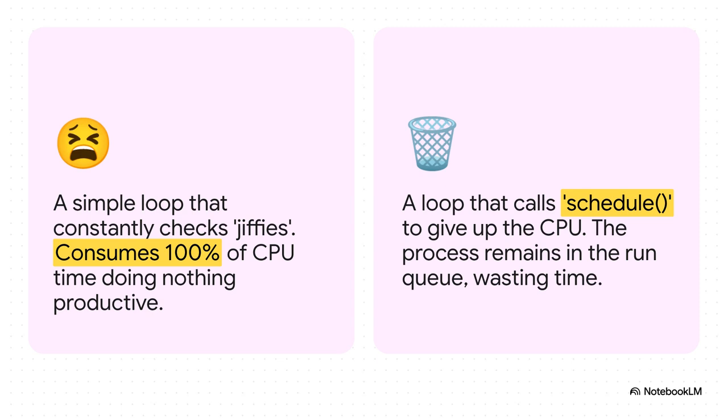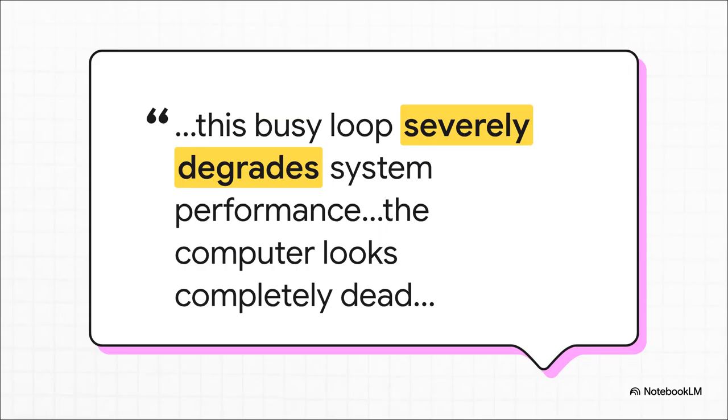Now, a slightly better idea on the right is yielding. That's where the process says, hey, scheduler, I'm good for now, let someone else have a turn. The trouble is, it immediately gets put right back in line, constantly asking, is it my turn yet? Is it time yet? It's still incredibly wasteful. And this is not a small issue. I mean, as the source material says right here, this kind of loop can make the entire computer look like it's completely frozen. Because one selfish process is hogging the CPU to do absolutely nothing, no other real work can get done. So, yeah, we need a much better way.